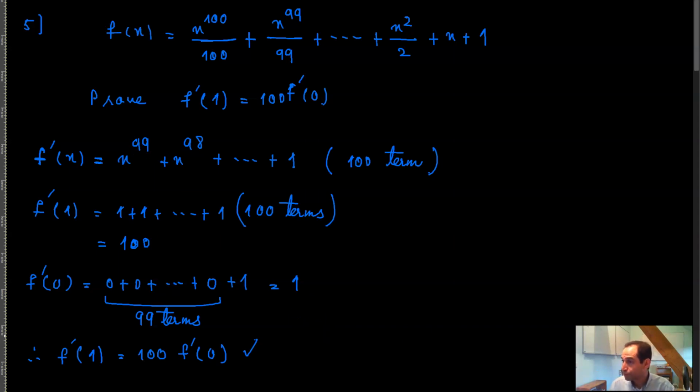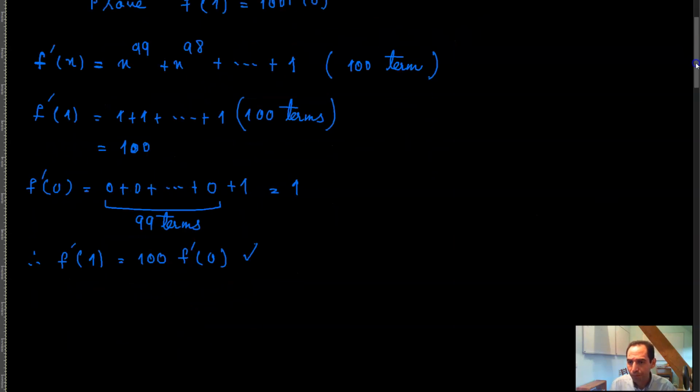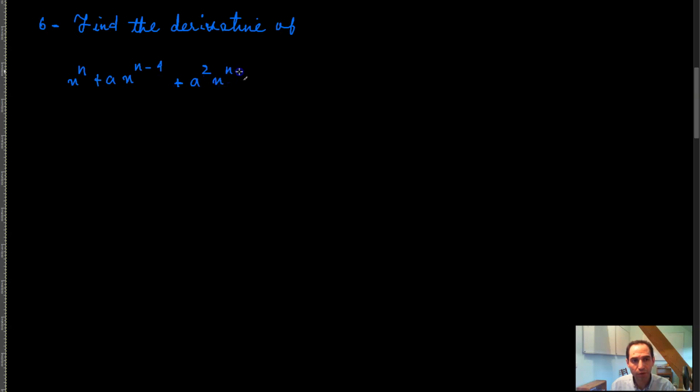Okay, so question number six, we have to find the derivative of x raised to the power n plus a times x raised to the power n minus 1 and so on and so forth for some fixed real number a. Okay, number six, we want to find the derivative of x raised to the power n plus a times x raised to the power n minus 1 plus a squared times x raised to the power n minus 2 plus all the way up to a raised to the power n minus 1.